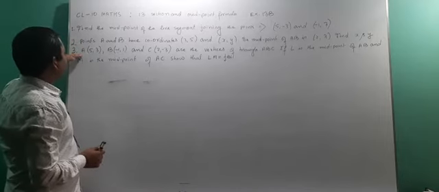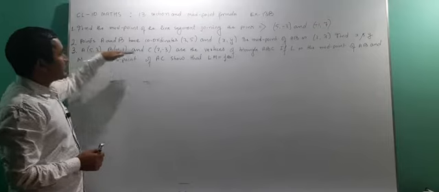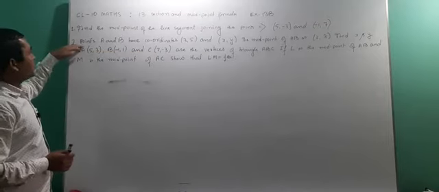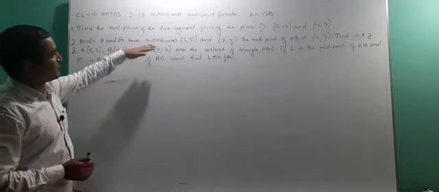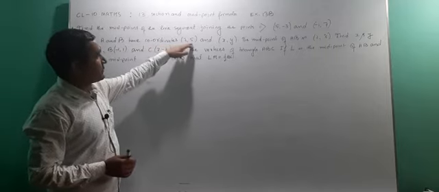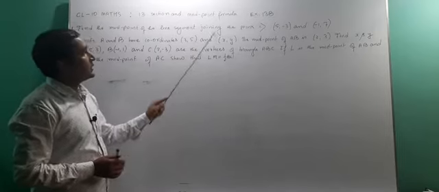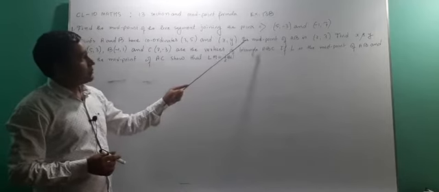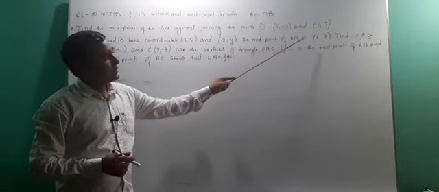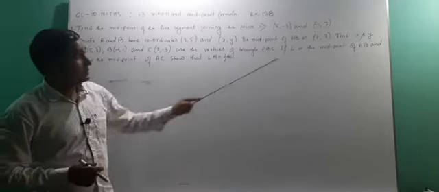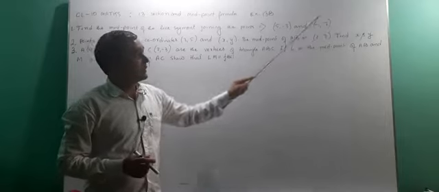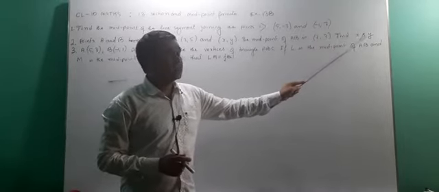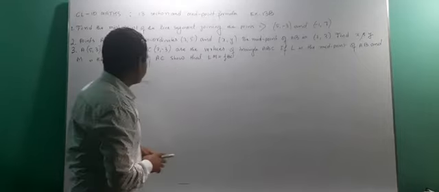Question number 2. Points A and B have coordinates 3, 5 and x, y respectively. The midpoint of AB is given, that is 2, 3. Find the value of x and y. The question asks to find the value of x and y. Okay, now let's do it.